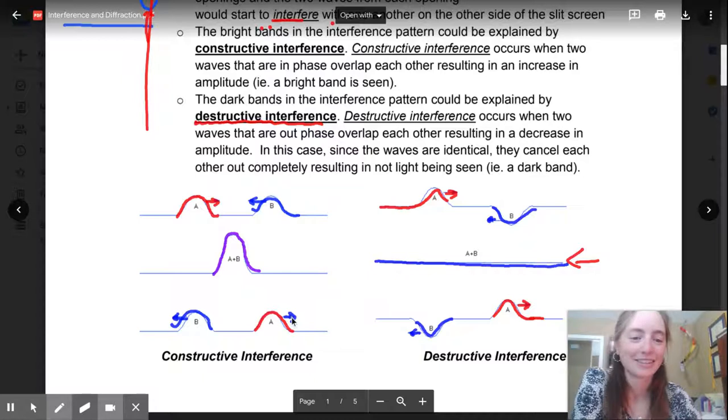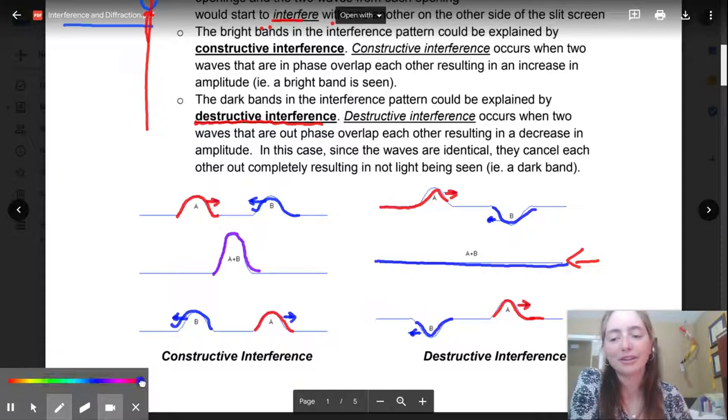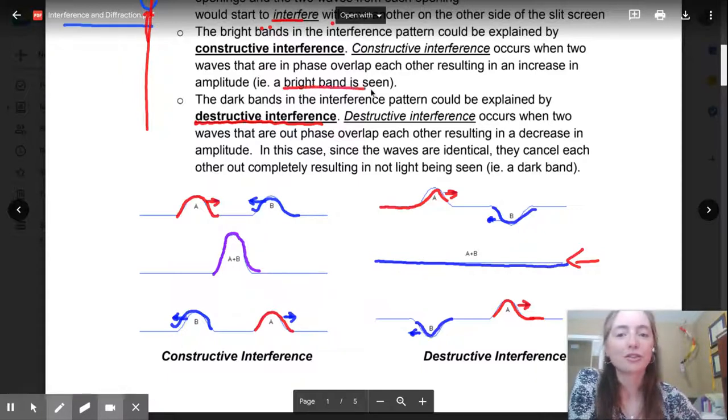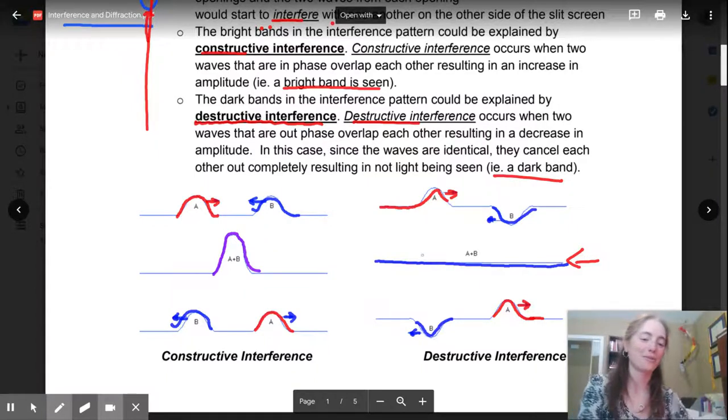So once again, I want you guys to pull out your highlighters. We're going to highlight that constructive interference is where you see a bright band, and destructive interference is where you see a dark band or a dark spot on the screen when you're shining your light through it. Any questions? We're not in class. If you have questions, make sure you sign up on Google Meet for video chat.